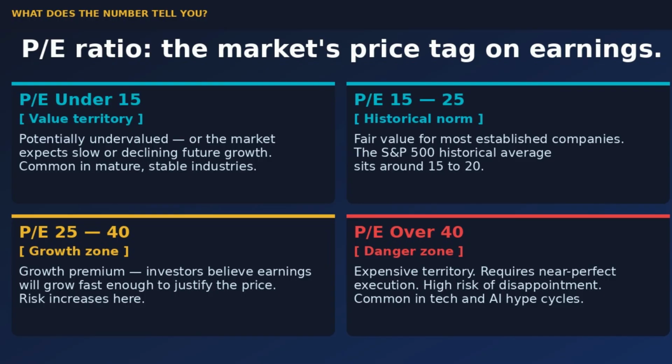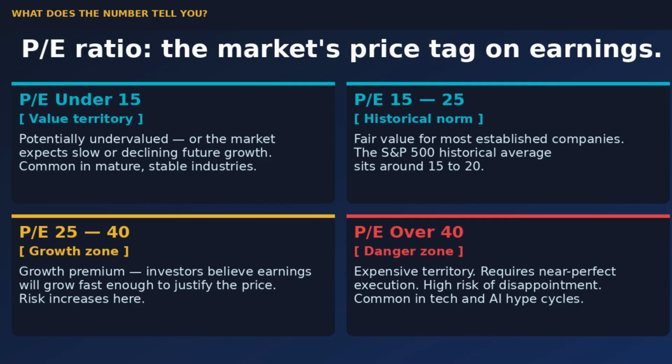Now, what does that number actually mean? A PE below 15 generally suggests the stock may be undervalued, or that the market expects slow or declining growth. This is common in mature, stable industries like utilities or traditional banking. A PE between 15 and 25 is considered fair value for most established companies. The S&P 500 has historically averaged around 15 to 20. A PE between 25 and 40 usually reflects a growth premium. Investors believe the company will grow its earnings fast enough to justify the higher price.